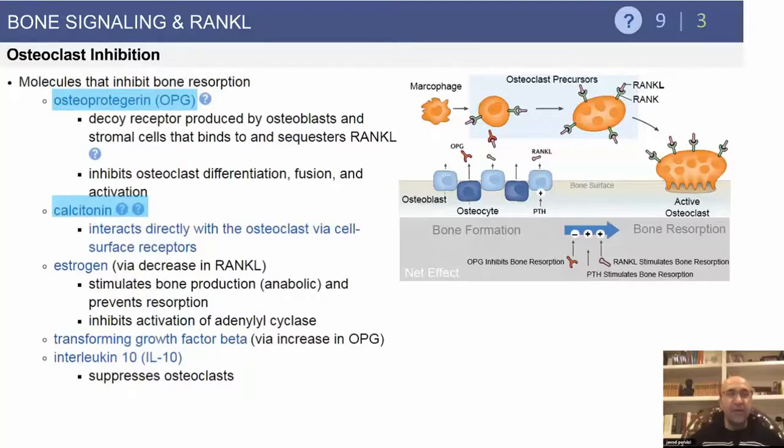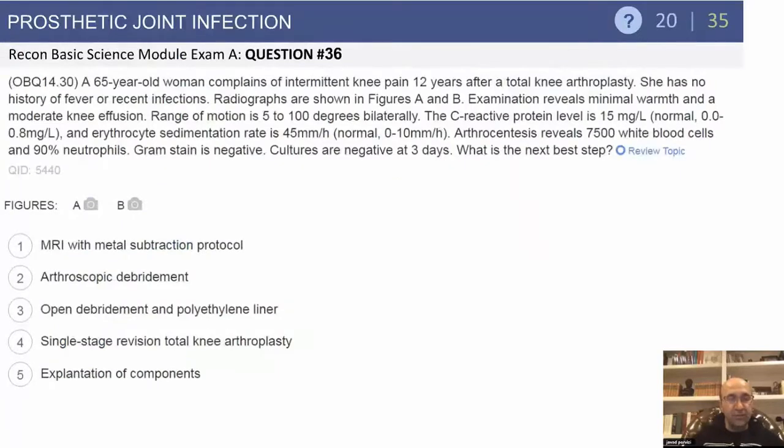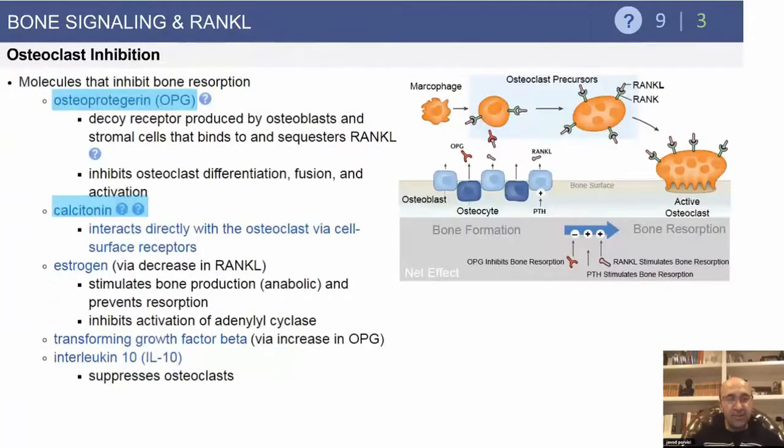OPG, as we talked about, is a decoy receptor produced by osteoblasts that binds and sequesters RANK ligand and basically inhibits osteoclast differentiation and function. It's important to mention calcitonin interacts directly with the osteoclast via cell surface receptors. Estrogen stimulates bone production and it works through a decrease in RANK ligand activity. TGF-beta results in an increase in the level of OPG. IL-10 suppresses osteoclasts, so IL-10 is good. IL-1 and 6 are inflammatory.